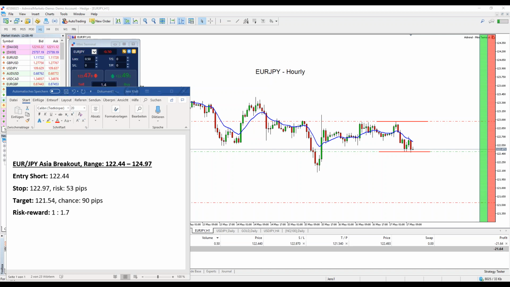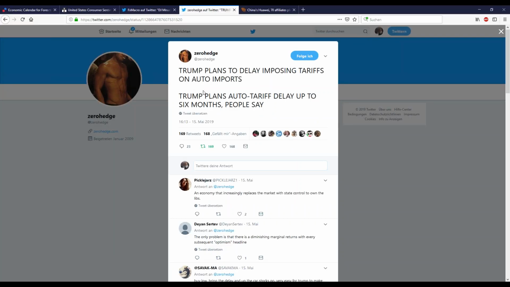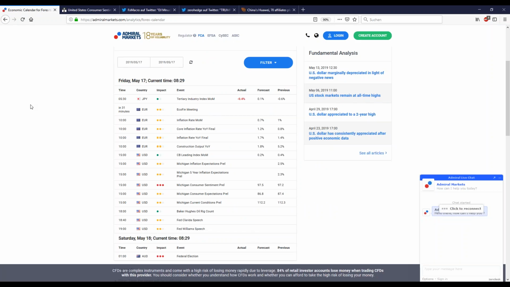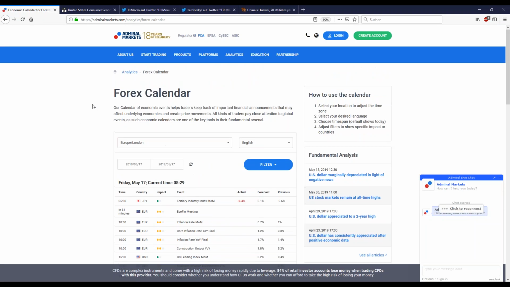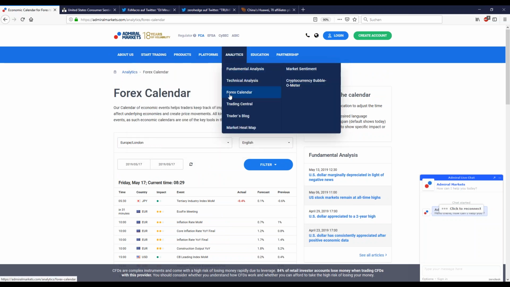So in regards to the FX markets, that's all we can say so far. I've already prepared some tabs here. That's something we look at in a few seconds then. But first of all, let's have a look here at the economic calendar. You can find it, by the way, on the website admiralmarkets.com, and there via analytics and Forex calendar.